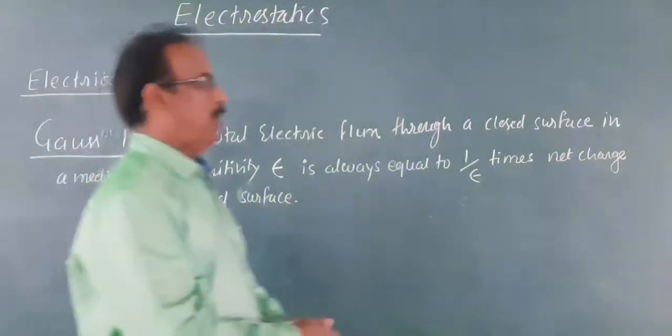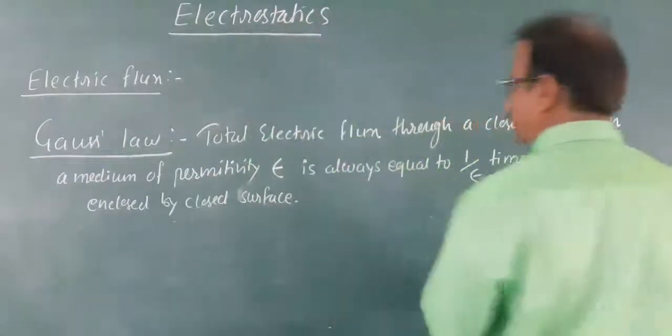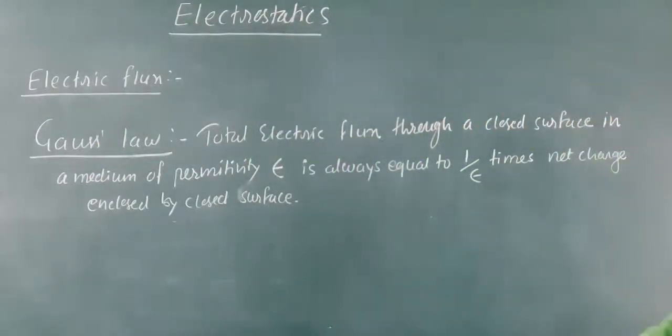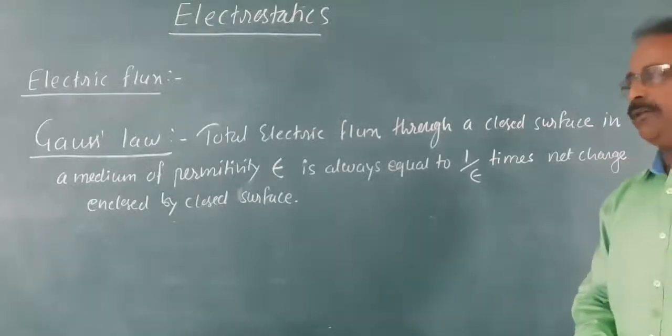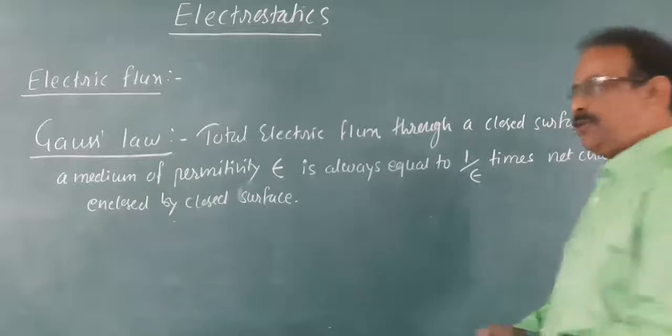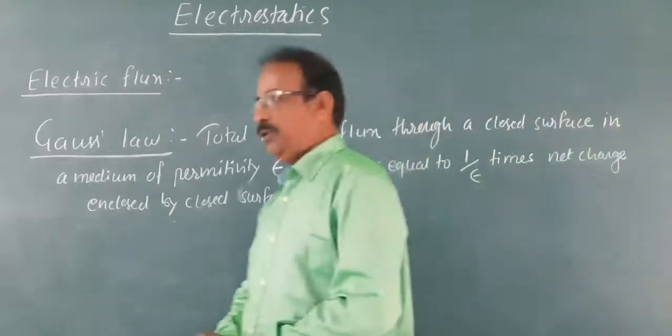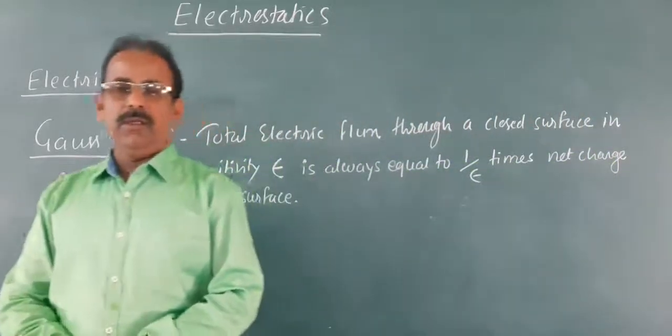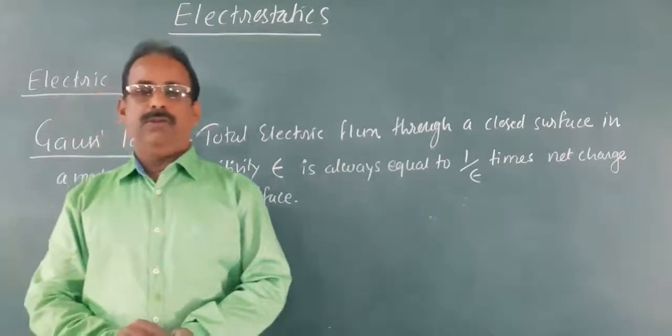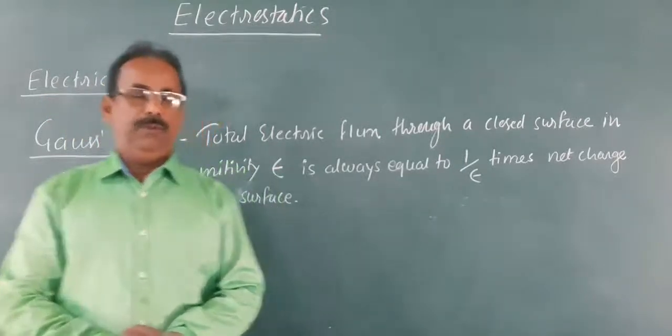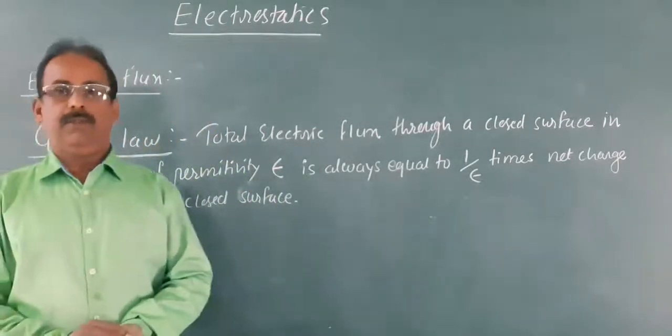Total electric flux through a closed surface in a medium of permittivity epsilon is always equal to 1 upon epsilon times net charge enclosed by the closed surface. This is Gauss theorem or Gauss law, which is in terms of electric flux.